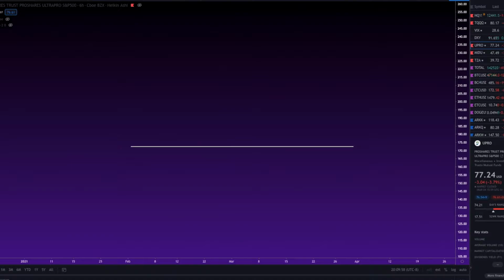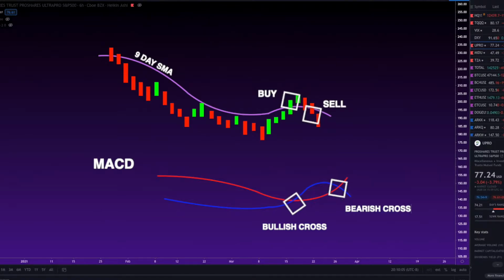I briefly want to go over fakeouts, and later in the video I'm going to go over ways to avoid them. But fakeouts are when we get a buy signal, however soon after we get a sell signal. So if you would have bought in, you would have lost money or made very little profit.